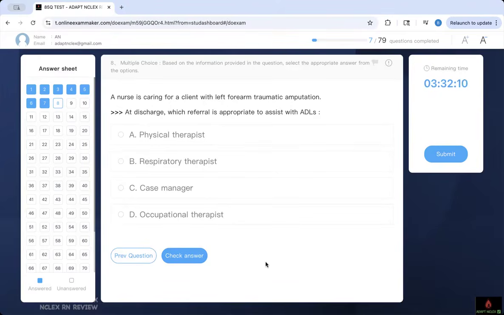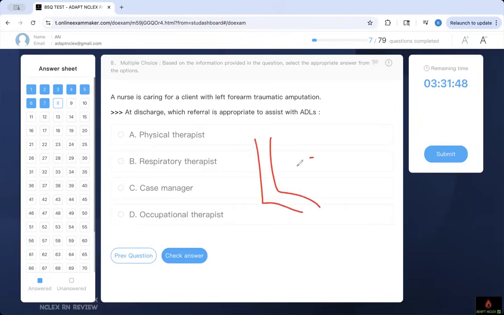Physical therapists, what do they do? Respiratory therapists, what do they do? Case manager, what do they do? Occupational therapy. I'll give you a trick. If it involves activities of daily living and you have to use your fine motor skills, always choose occupational therapy. Or you can draw your hand like that.